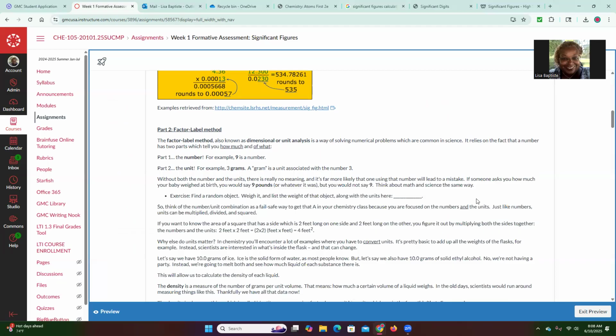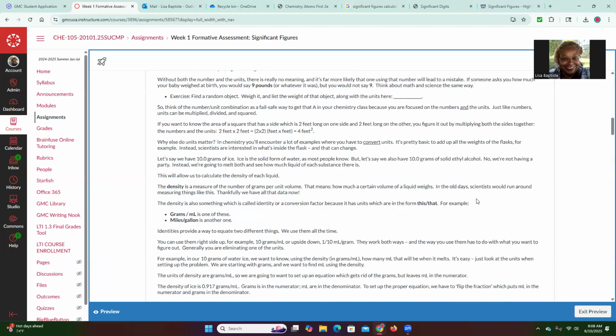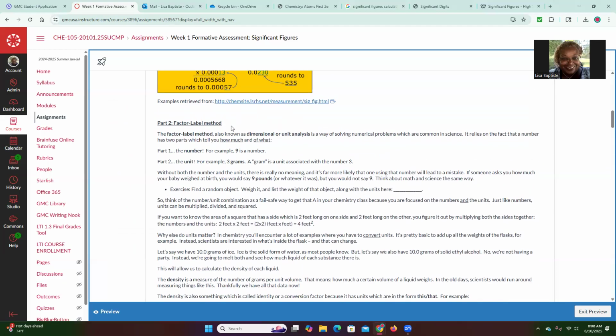The next part, okay, so that's part one. The next part is the factor label method. With this, we're looking at what we call dimensional analysis.